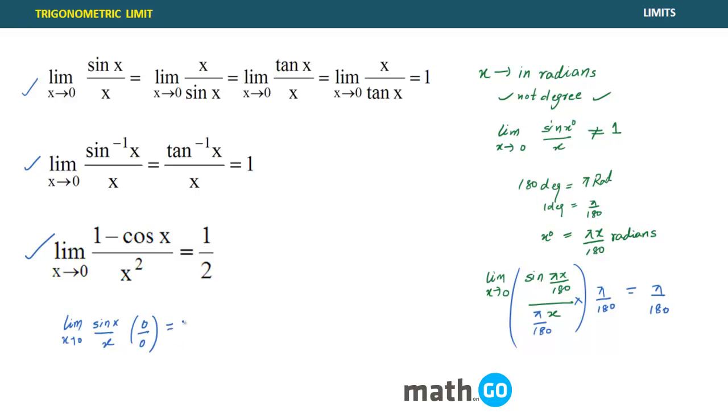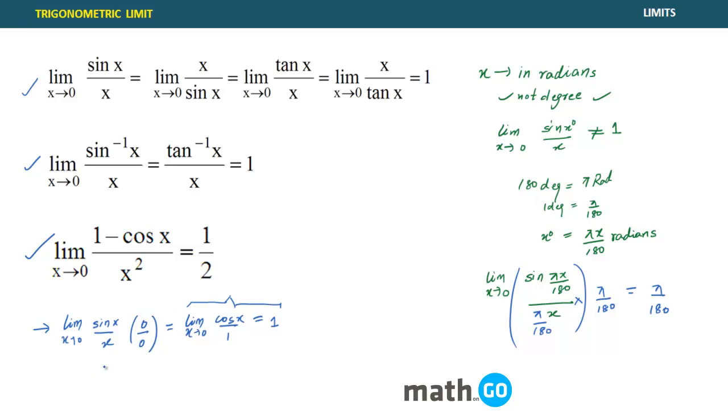Sorry, so just apply the L'Hôpital rule. If you apply the LH rule, what will you get? cos x by 1. Now you can say the answer is 1. See? That is why I'm saying there is no need to remember all these formulas, because if you understand what LH is, you will automatically be able to apply this.